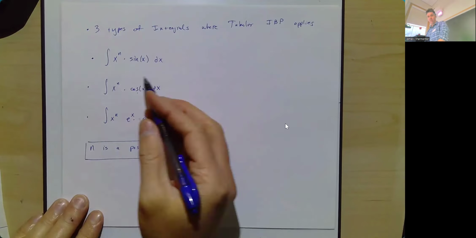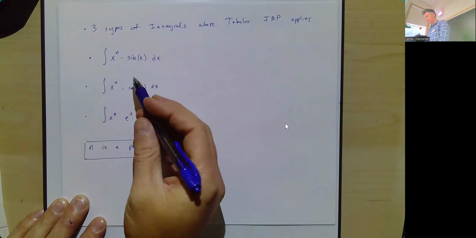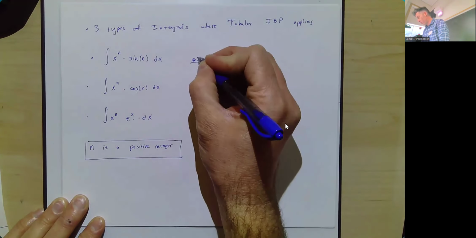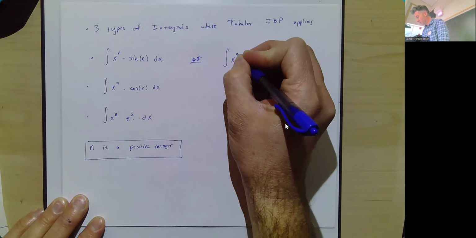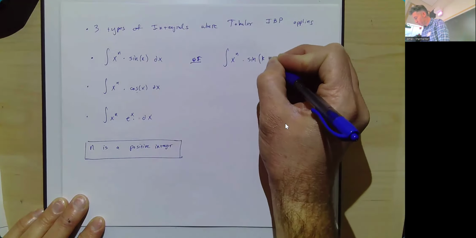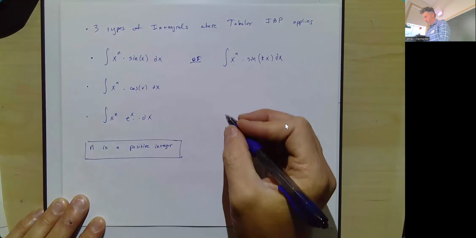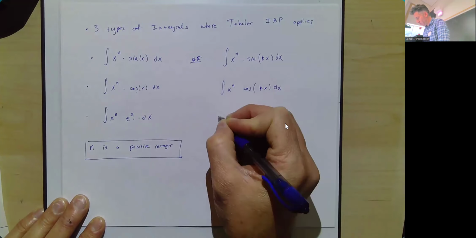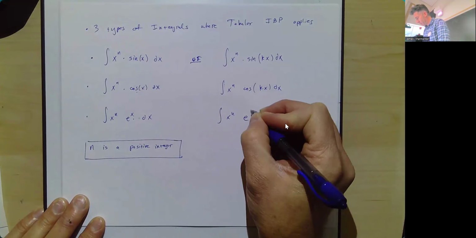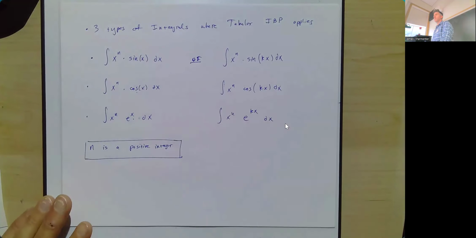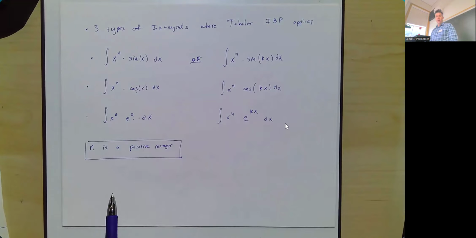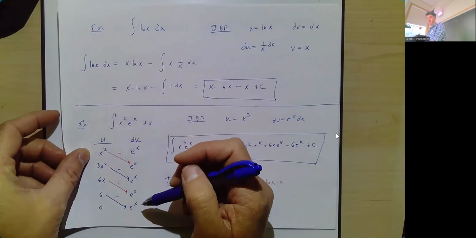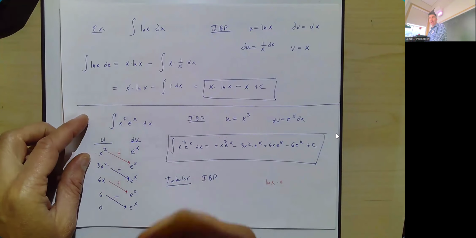Now, these can be a little more complicated, in that instead of having just one of these things, you could have x to the n times sine of a constant multiple of x, or x to the n times cosine of a constant multiple of x, or x to the n times e to a constant multiple of x. If it's this kind of version, then when you find all these antiderivatives on the right-hand side, you're going to end up dividing by that constant at every step.